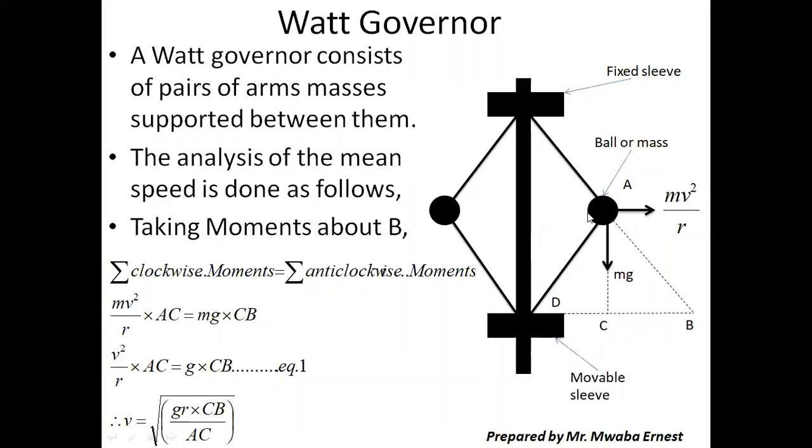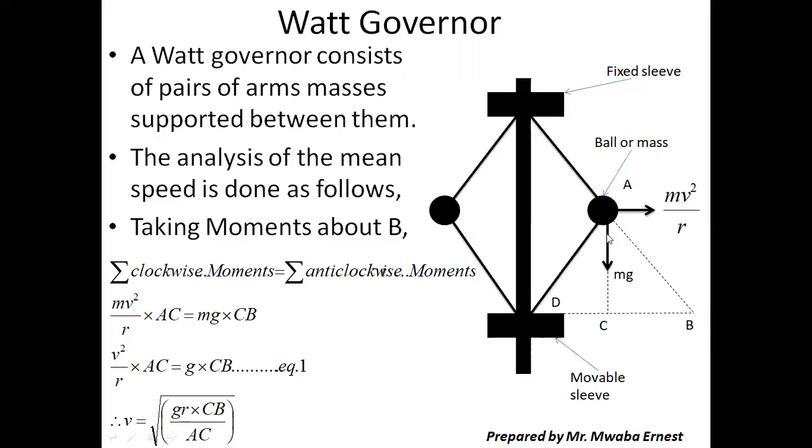When it comes up, it means these balls will move out. The only reason that will cause it to move up is when the speed is very high. So you have this movement like that along that guide. Then in the end, we are controlling the opening, partial or full opening of the throttle. Now, to find the mean engine speed, we take moments about that point, which is B.